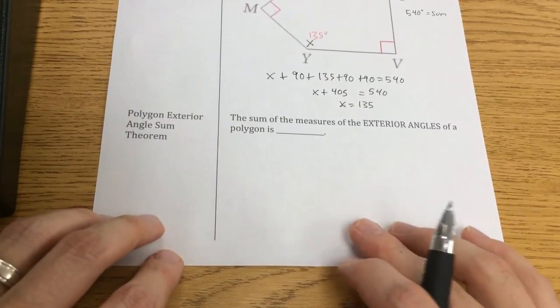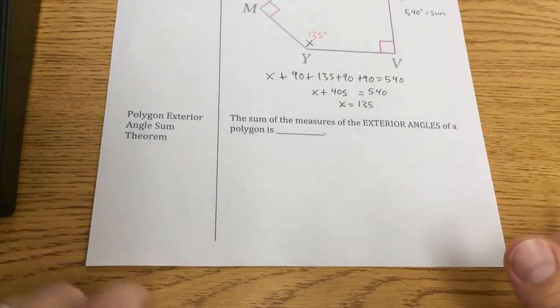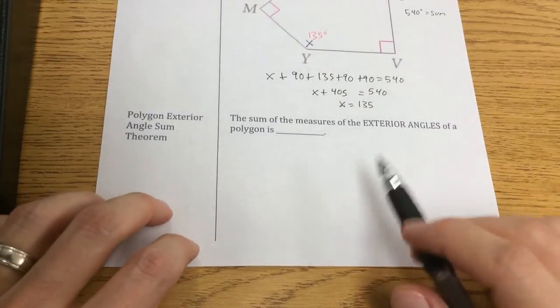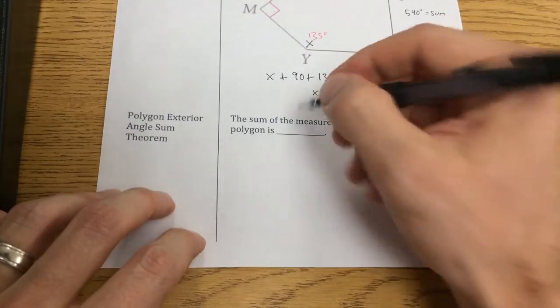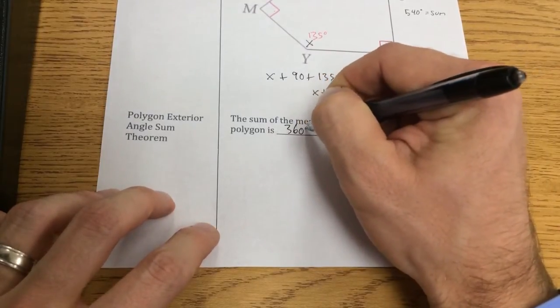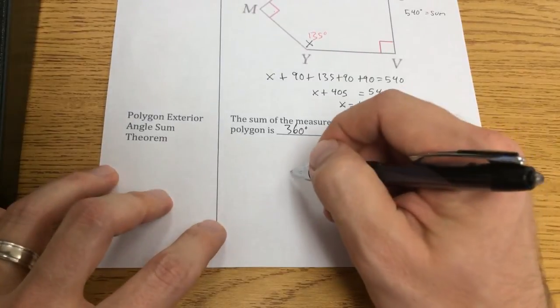Last thing for our notes, the polygon exterior angle sum theorem. This again is something we found, that the sum of the measures of the exterior angles of any polygon is always 360 degrees. Any polygon, always 360. Let me draw you an example of this.